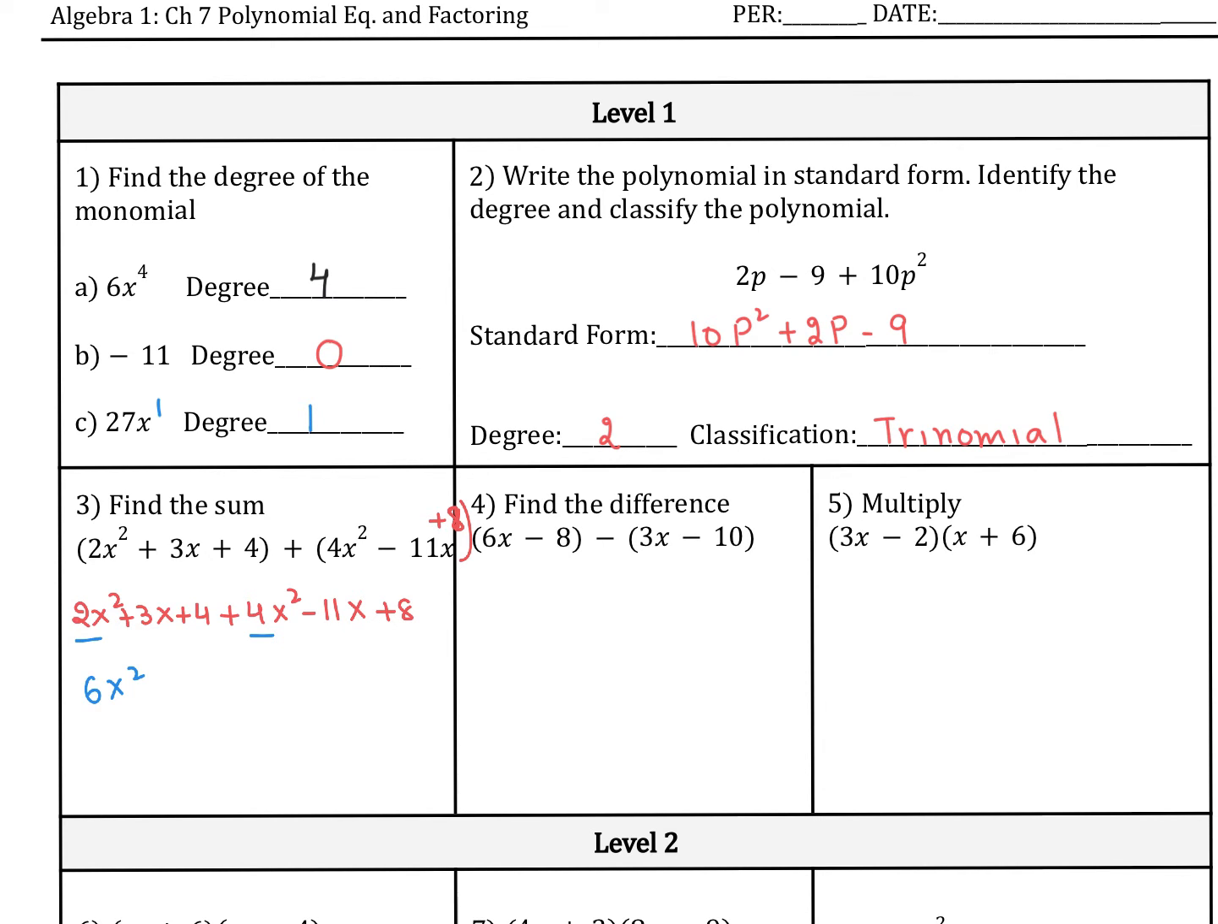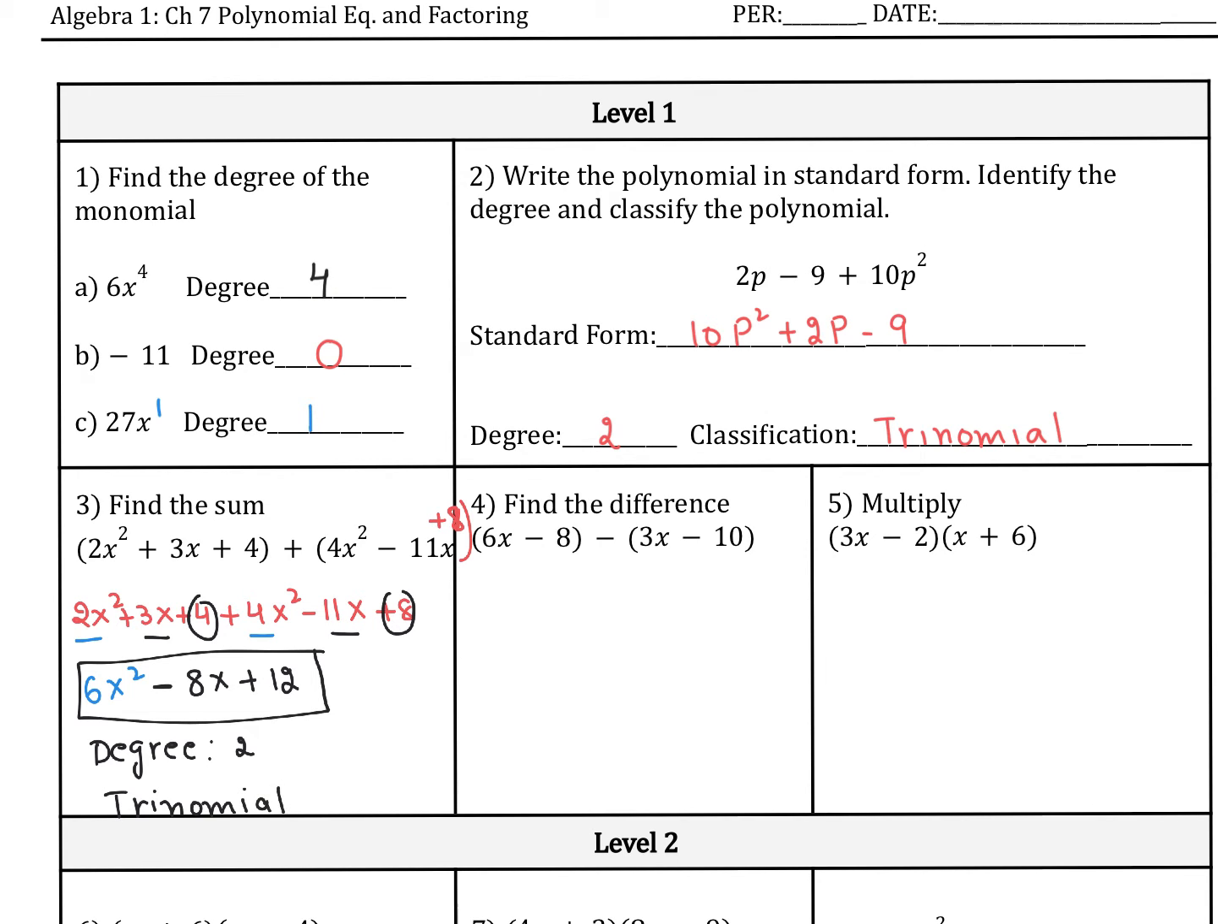and now you add the x with the x, so negative 11x plus 3x is going to be 8x. 4 plus 8 is 12, and this is written in standard form. It's just asking us to find the sum, but for practice, you can also write the degree of this one is 2, and this is a trinomial because it has 3 terms.